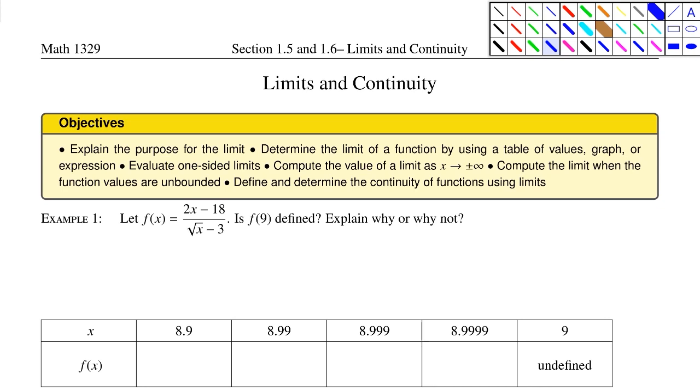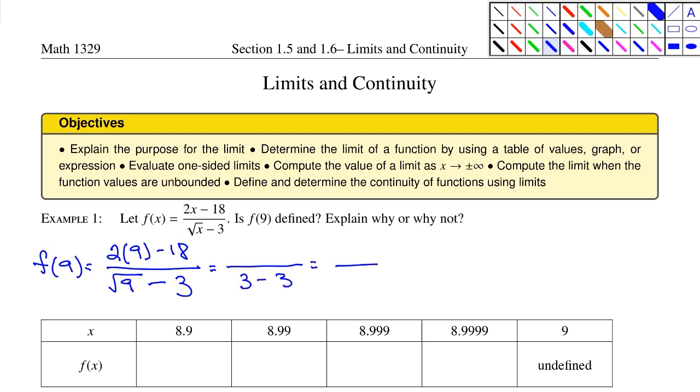Well, of course, you could just plug it in. Let's take a look. So we're going to get 2 times 9 minus 18 divided by the square root of 9 minus 3. And let me do the bottom here. The square root of 9 is 3, minus 3. And that's 0 on the bottom. So that's a no. So is it defined? The answer is no. f of 9 is undefined.